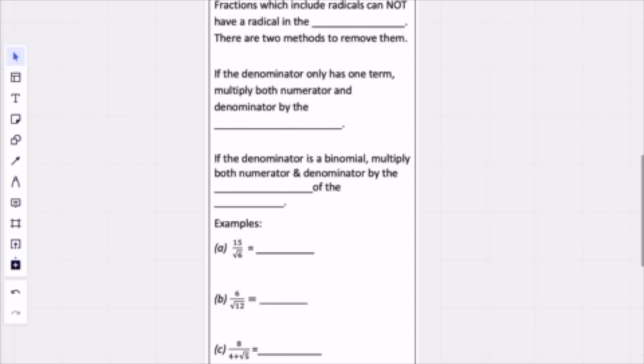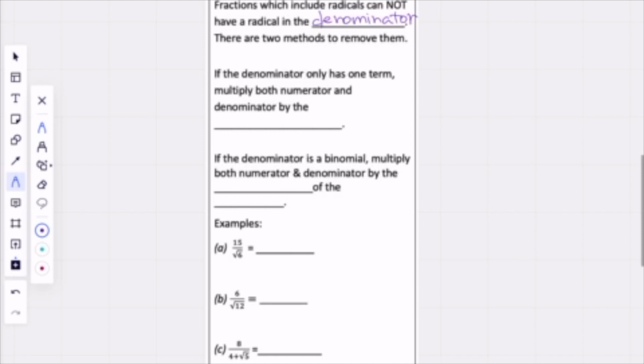So it's convention in math that for many elementary levels of math, we don't show a radical in the denominator. There's a couple of reasons for that, but most of the time it's so that you can get used to simplifying and manipulating your radicals so that they all are in the same form. So if that's true, let's go ahead and fill that in. Fractions which include radicals cannot have a radical in the denominator. Radicals in the numerator are fine.